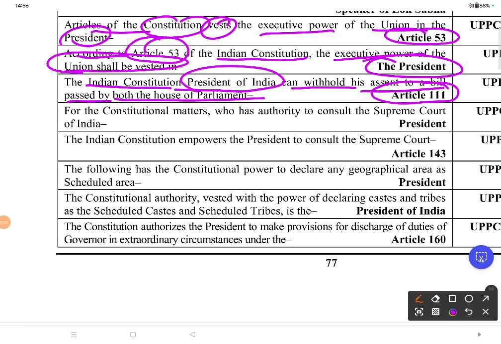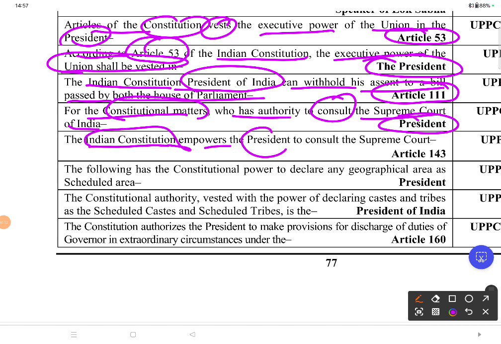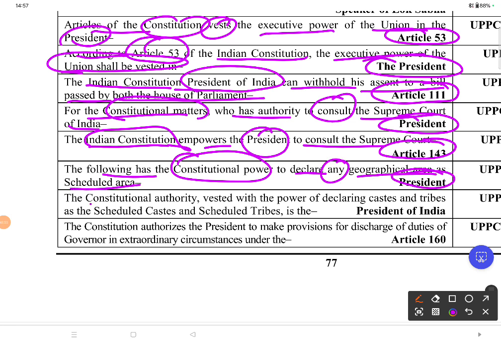Article 111. For constitutional matters, who has the authority to consult the Supreme Court of India? President. The Indian Constitution empowers the President to consult the Supreme Court, Article 143. The following has the constitutional power to declare any geographical area as a scheduled area: President. The constitutional authority vested with the power of declaring castes and tribes as Scheduled Caste and Scheduled Tribe is the President of India.